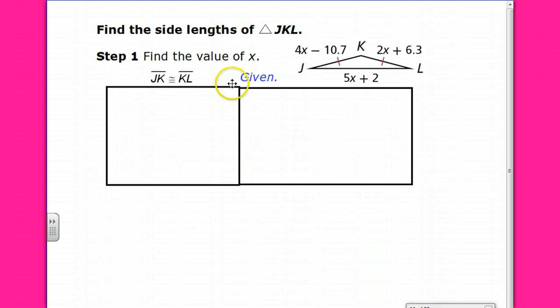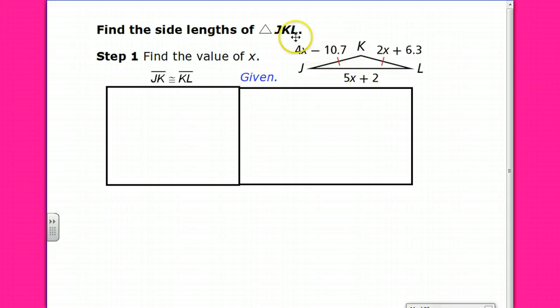Now let's find a side length. This is triangle JKL. Let us find the value of x in order to find the side lengths. So first we know that JK is congruent to KL. That was given by these marks, right?